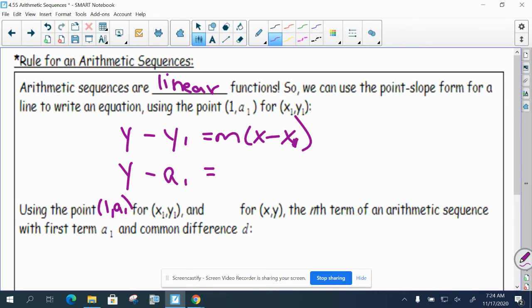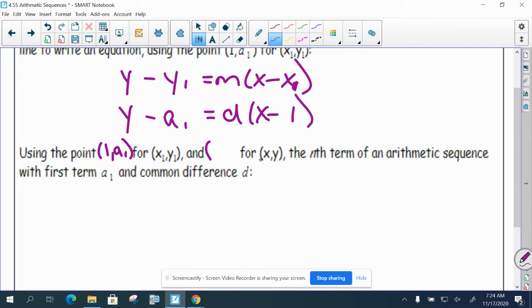using the point 1 comma a sub 1, and instead of m, we're going to use d. Well, x sub 1 is just going to be 1. And then instead of x comma y, we're going to use n comma a sub n, because those are the variables with the arithmetic sequence. So y is a sub n. So we've got a sub n minus a sub 1. And then n is x, so n minus 1.